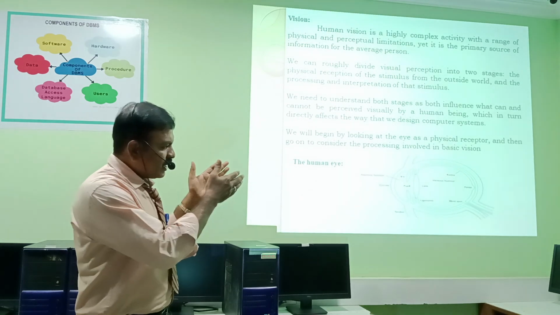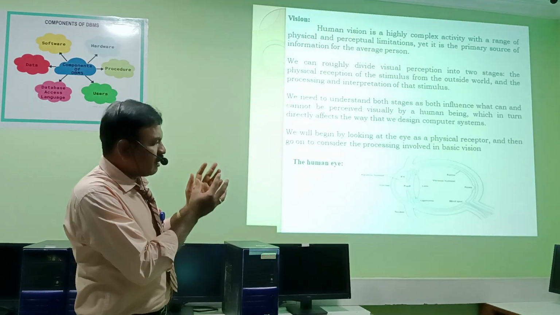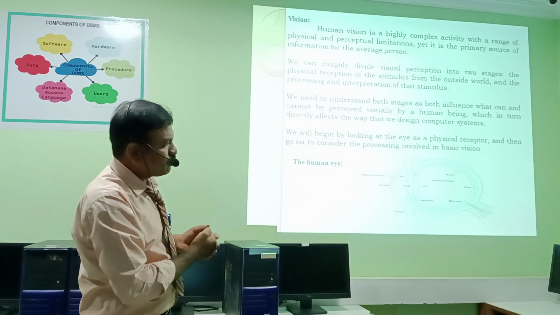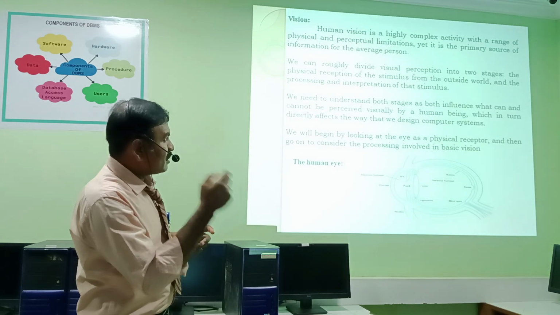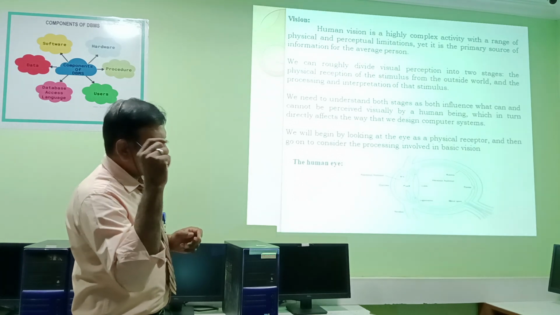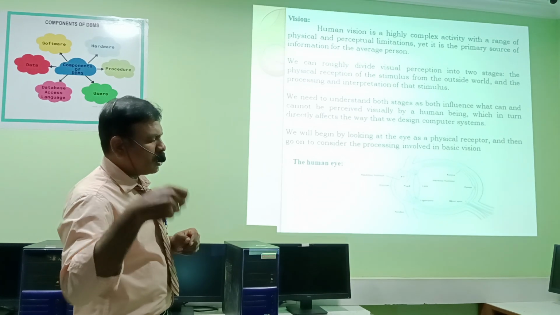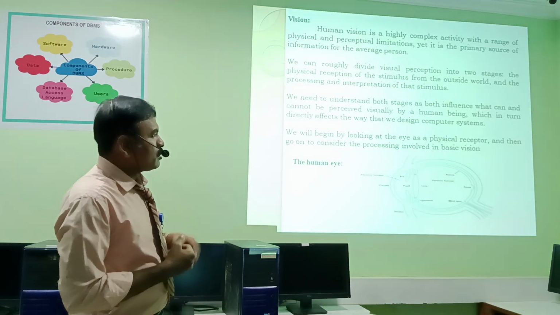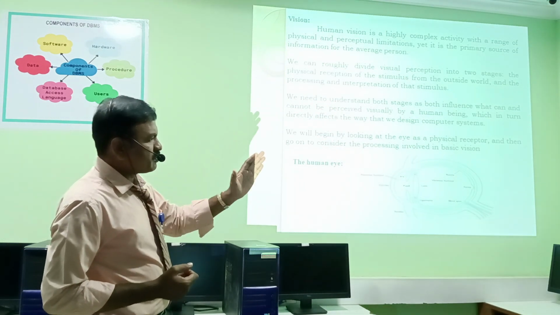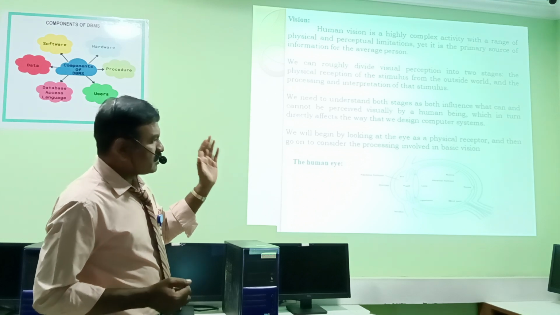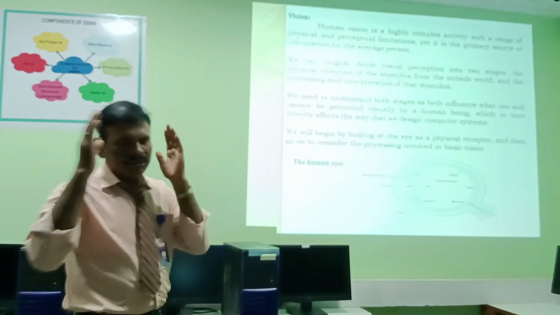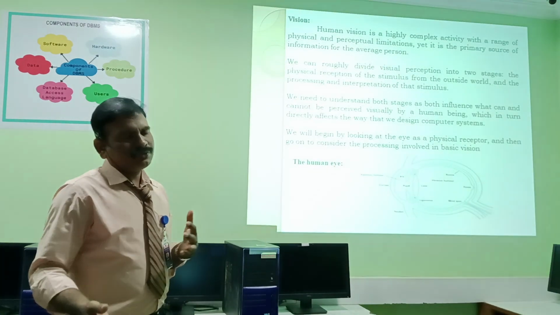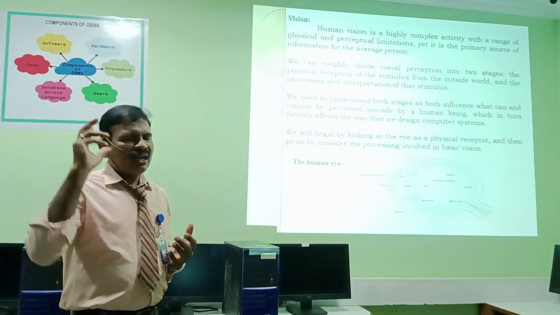So in the human eye, as an example, the data will be captured, then transmitted to the nerves, and then we imagine and draw or picturize, whatever coloring, whatever activities we are going to do. So the eye is a physical receptor, and then we go on to consider the process involved in basic vision. Our eye converts the images we are seeing, so that they will be transformed.